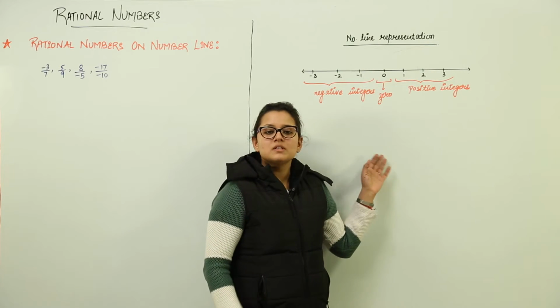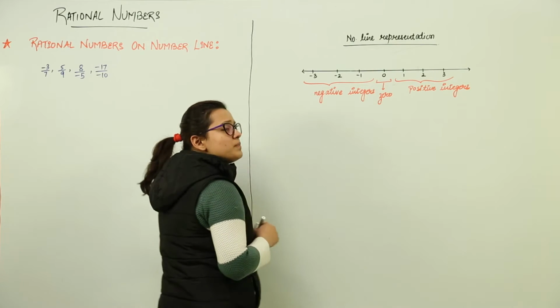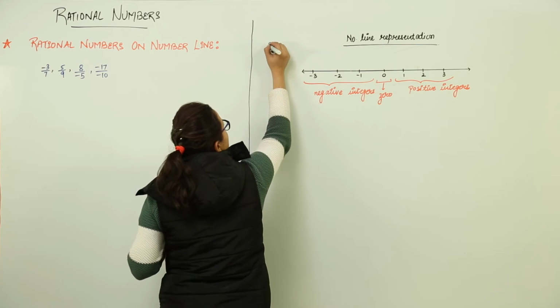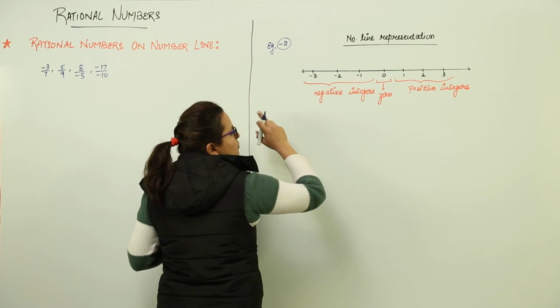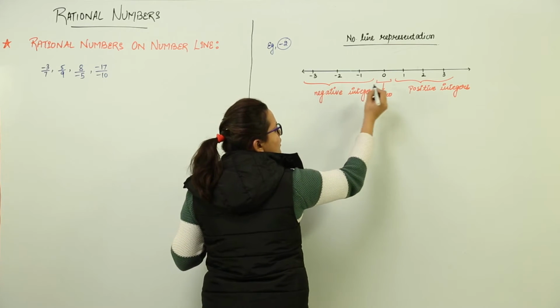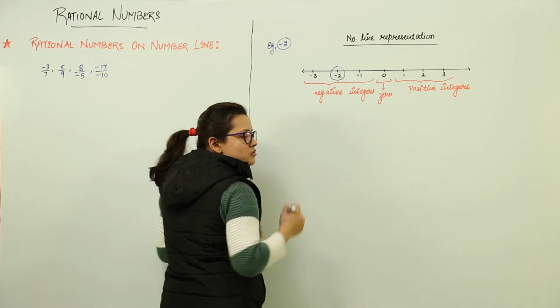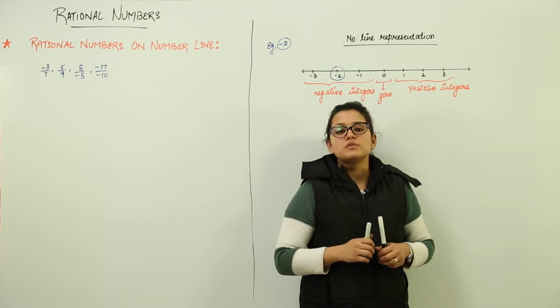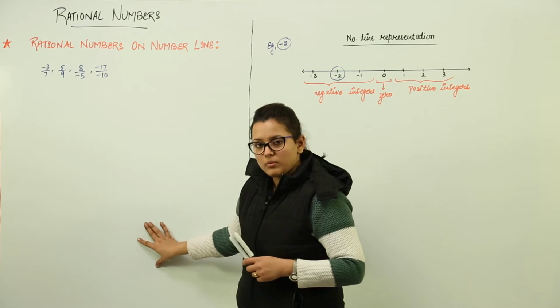Now that was simpler. Why? Because you were required to only represent integers on the number line. For example, you have to represent -2 on the number line. How do you do it? You make a number line, you plot the numbers on it, and you mark the number, whatever is to be represented. Now, how will you represent rational numbers on the number line? That is what we are going to discuss in this topic.